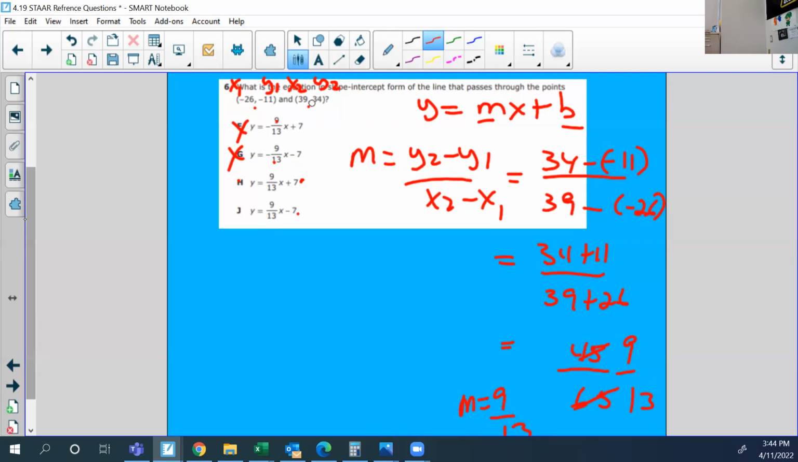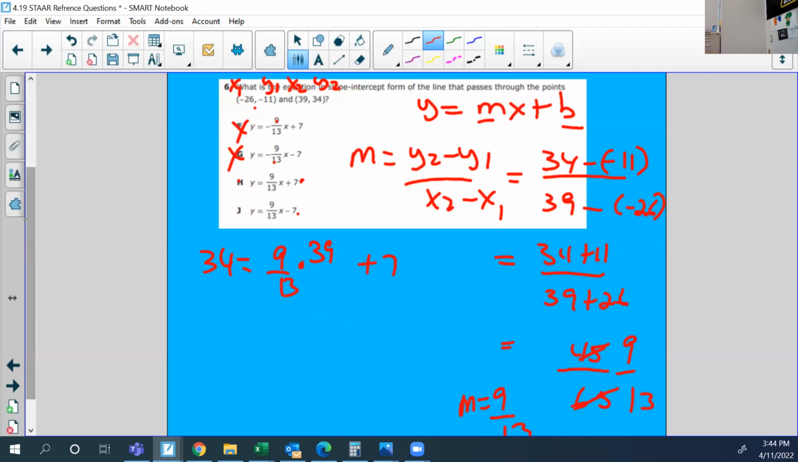From this point, again, you can pick any point, doesn't matter which one. I'm going with this one first. y is 34, so I put 34, I'm using H. So 34 is equal to 9/13 times my x value, 39. Oops. Okay, everybody see that? And that's plus 7.